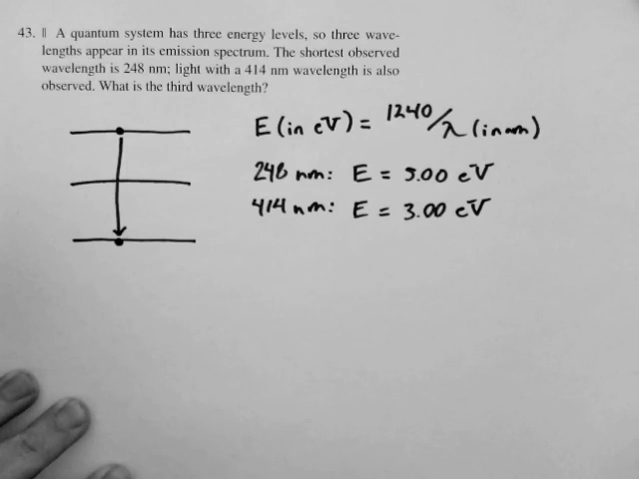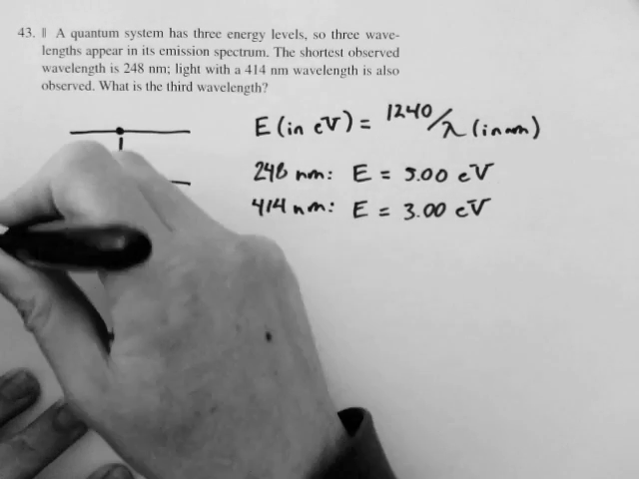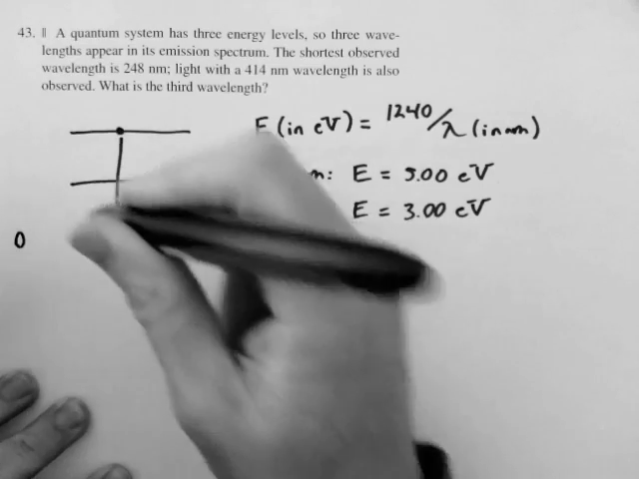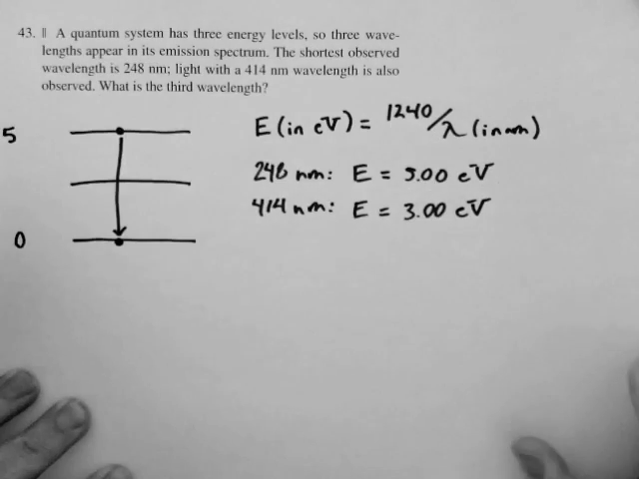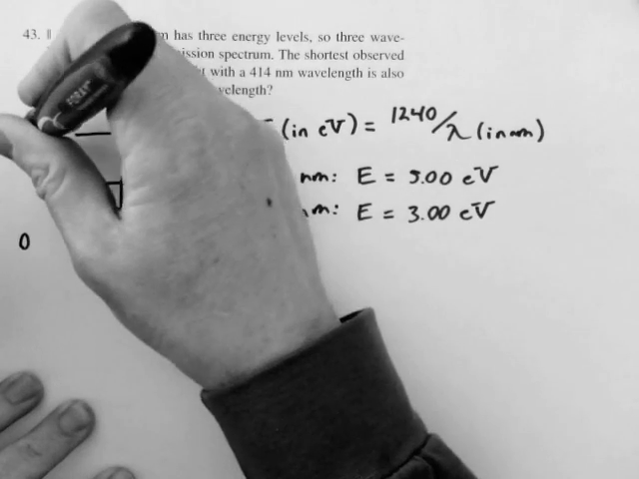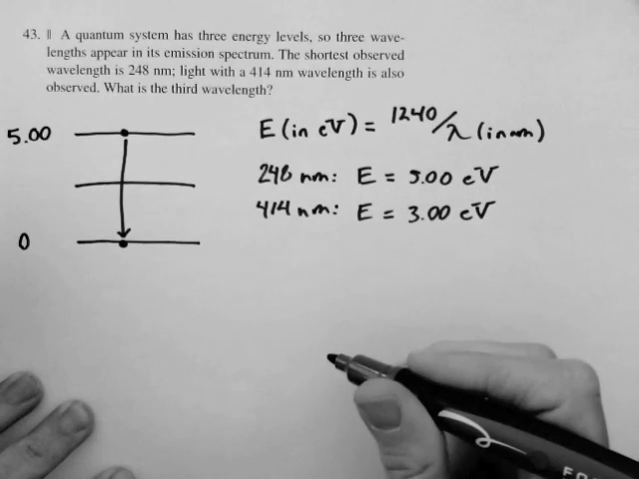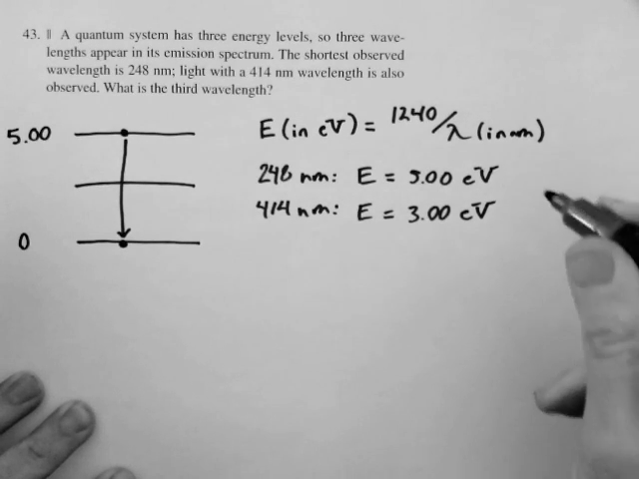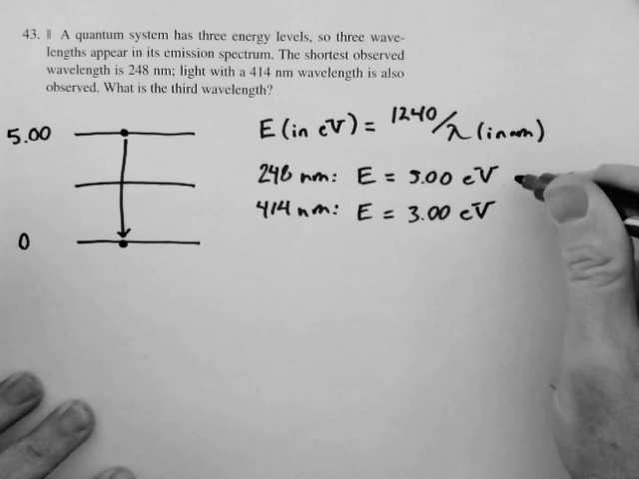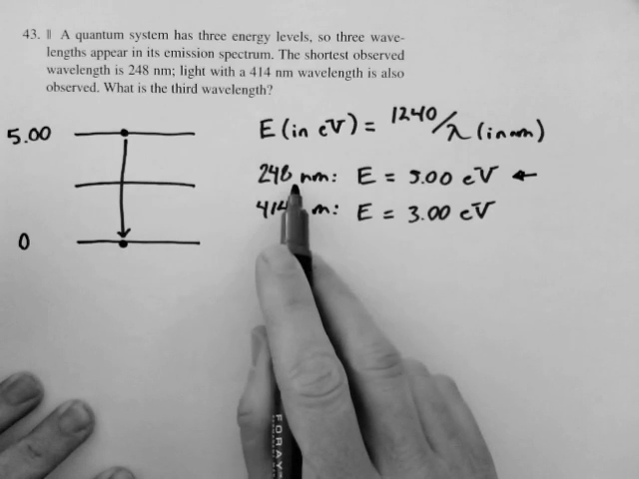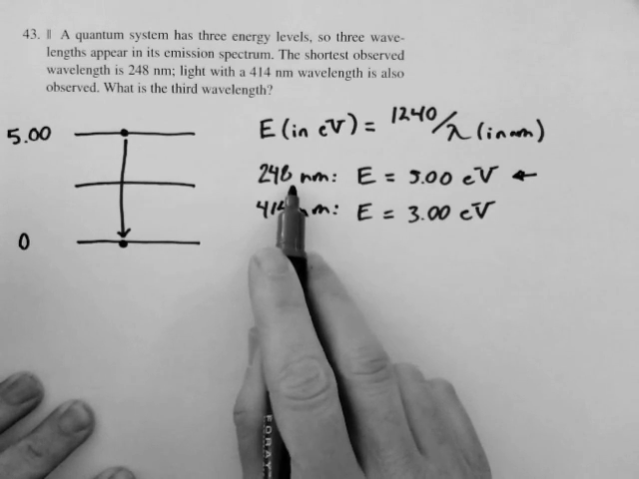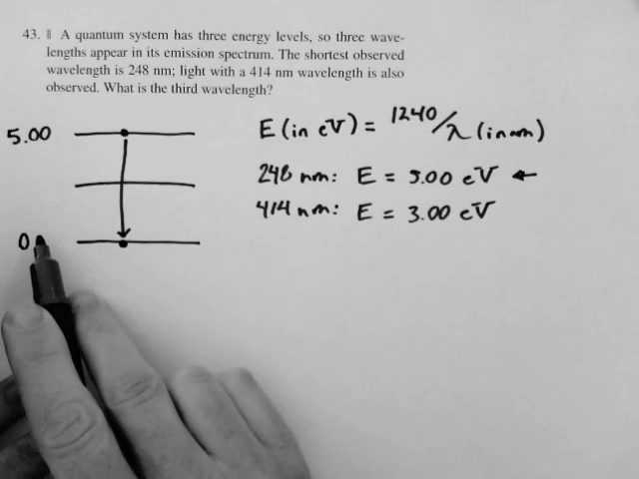Okay? So that gets us everything we need to solve the problem. Let's let our lowest energy state be 0 electron volts. The highest energy state has to be 5.00 electron volts. It has to be because the energy of the biggest transition is 5 electron volts. It gives rise to a photon of 248 nanometers. So this is 5, this is 0.